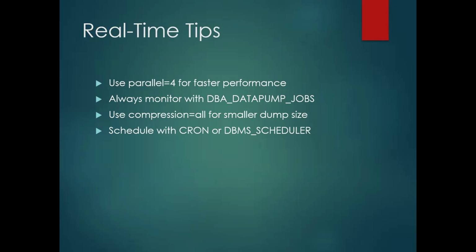So these are the real-time tips we use on a regular basis. We can use the parallel parameter to make it faster. The parallel value we should provide based on our CPU. Always monitor with DBA_DATAPUMP_JOBS and use the compression options. Compression equal to ALL means, for example, if the schema size is 300, we can get maybe 300 divided by 4, about 70 to 60 GB. And schedule with crons or DBMS schedulers.